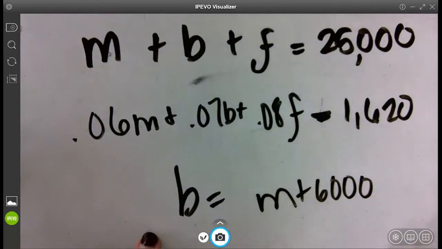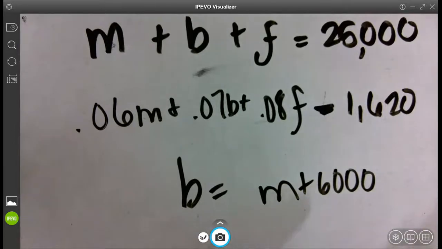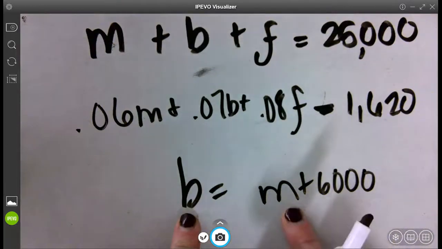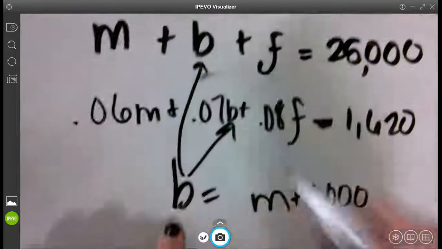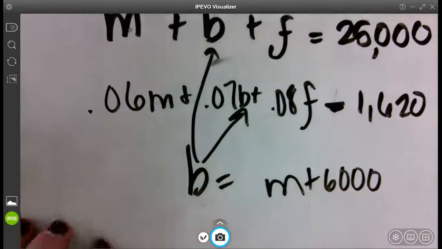$6,000 more invested in bonds than mutual funds. So whatever this is, it's $6,000 more than this. Then you replace B. It's a little confusing, but you just need practice with it.